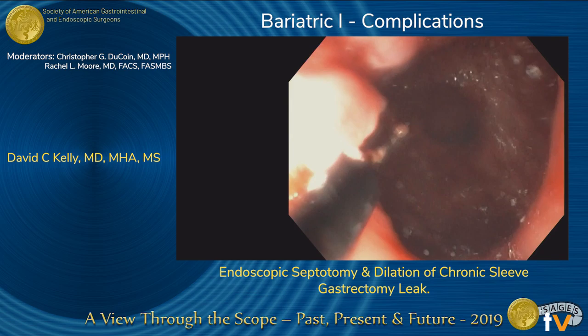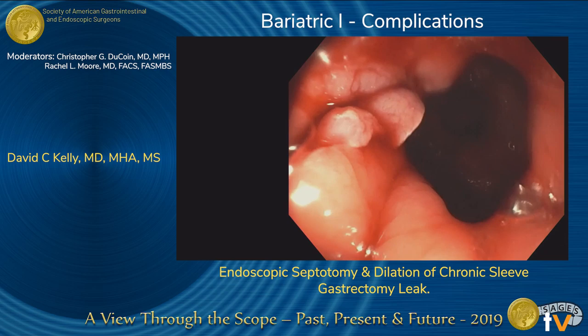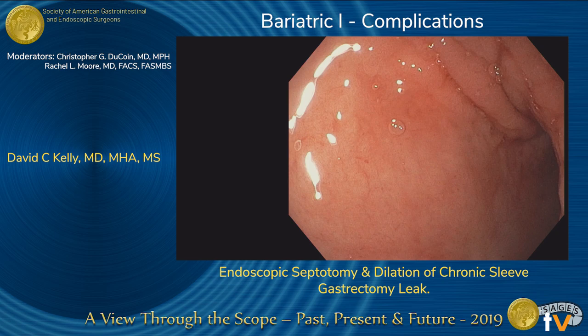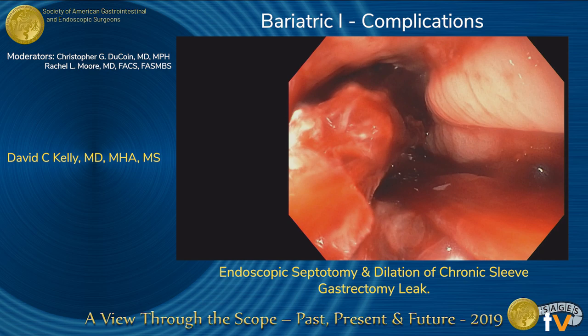That's the completion of the septotomy, which should allow for drainage to that abscess. Backing up from the pylorus, we go through the dilated incisura angularis, which again was dilated with a 30 millimeter achalasia balloon, back up to the divided septum and into the abscess cavity.